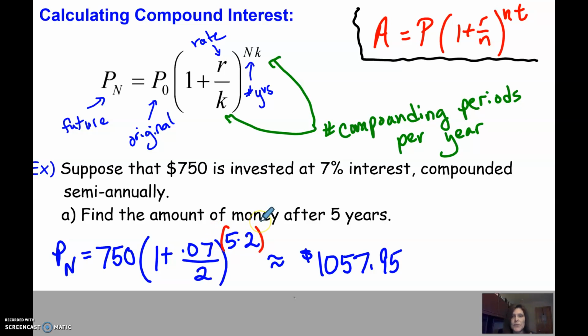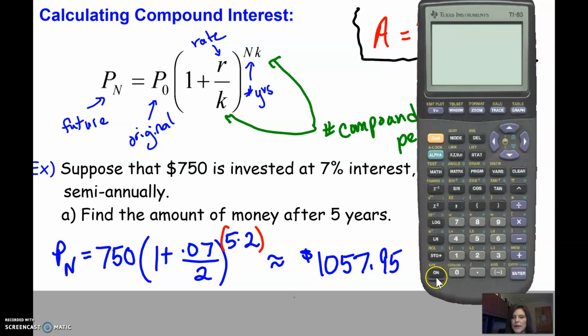The exponent, all right? When you put this in your calculator, if you just put parentheses and then raise it up, let me show you what I mean. If I just do this, 750, and then the parenthesis, 1 plus 0.07 divided by 2 and close parenthesis. And then I use that caret to make an exponent. And I just put in 5 times 2.